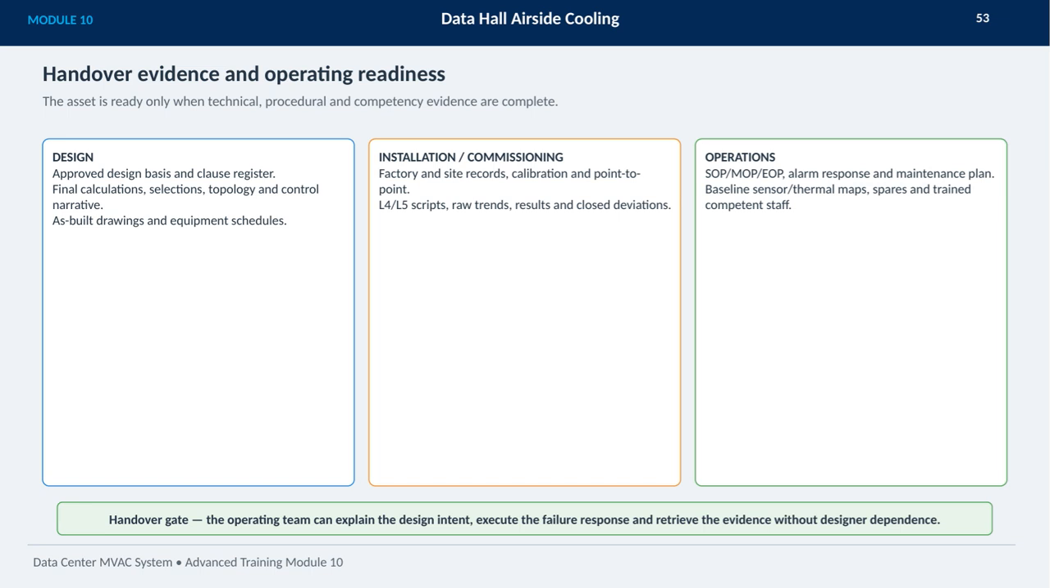Moving to installation and commissioning, it's crucial to have comprehensive factory and site records, calibration and point-to-point testing, L4 and L5 scripts, raw trend data, and closed deviations documented. For operations, the team needs to have standard operating procedures, maintenance and alarm response plans, baseline sensor and thermal maps, spare parts, and trained, competent staff. The key handover gate is when the operating team can confidently explain the design intent, handle any failures, and retrieve all necessary evidence independently, without relying on the designer.